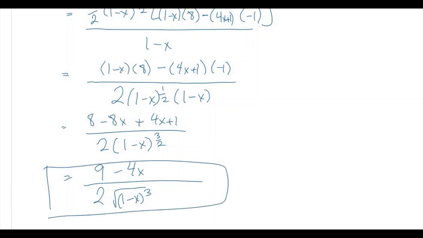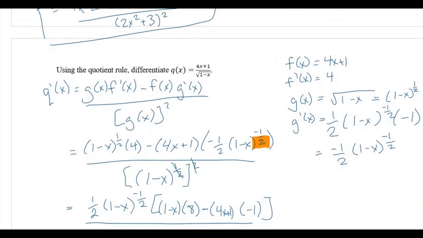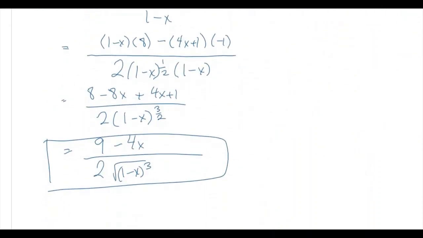So the solution's a little bit complicated and a little bit hard to digest, but that's essentially it. So if you're looking for the derivative for this function, 4x plus 1 divided by root of 1 minus x, that's how you do it. And you get this function down here.